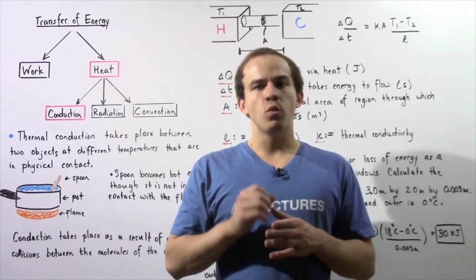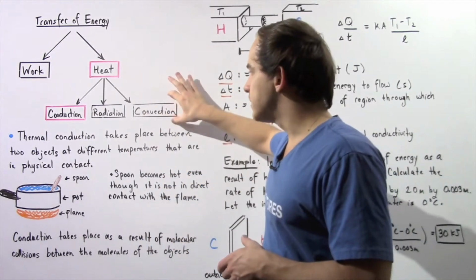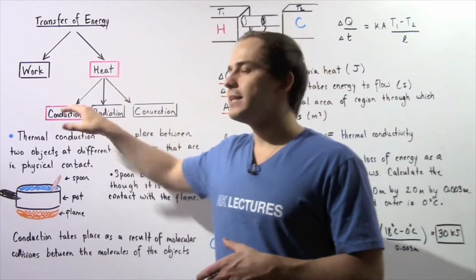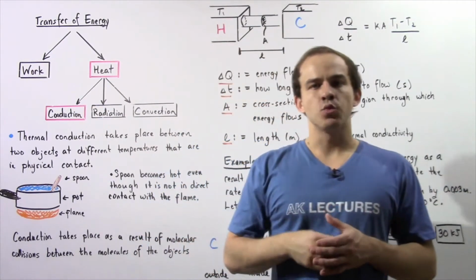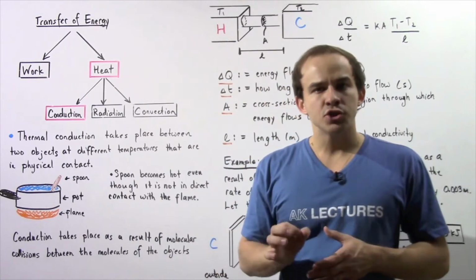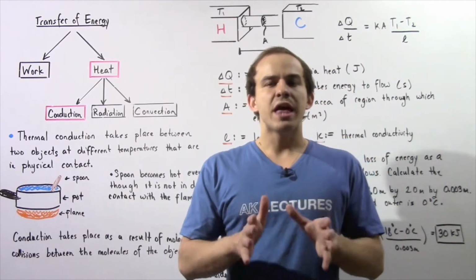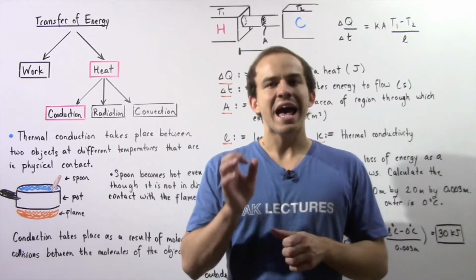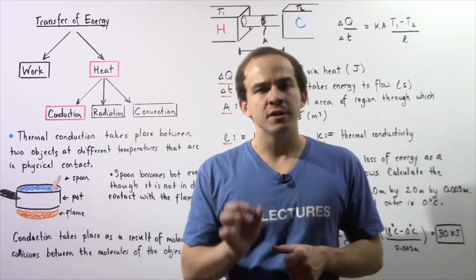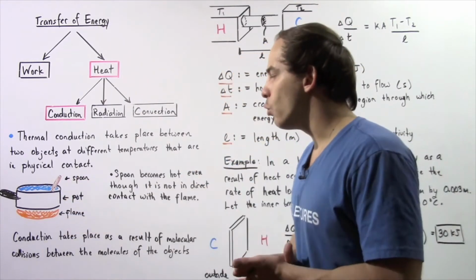Now there are three different ways by which heat transfer can take place. So we have convection, radiation, and conduction. In this lecture, we're only going to focus on conduction. So thermal conduction takes place between two systems or objects that are at different temperatures and which are in physical contact with one another. So let's look at the following example.